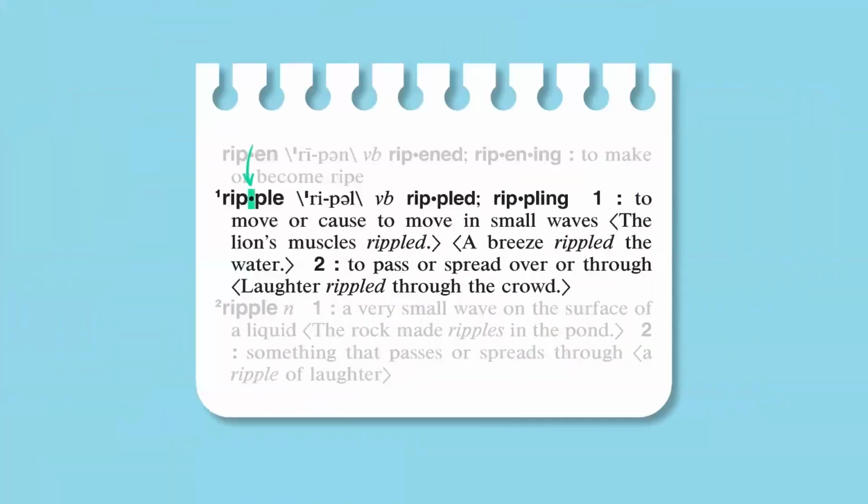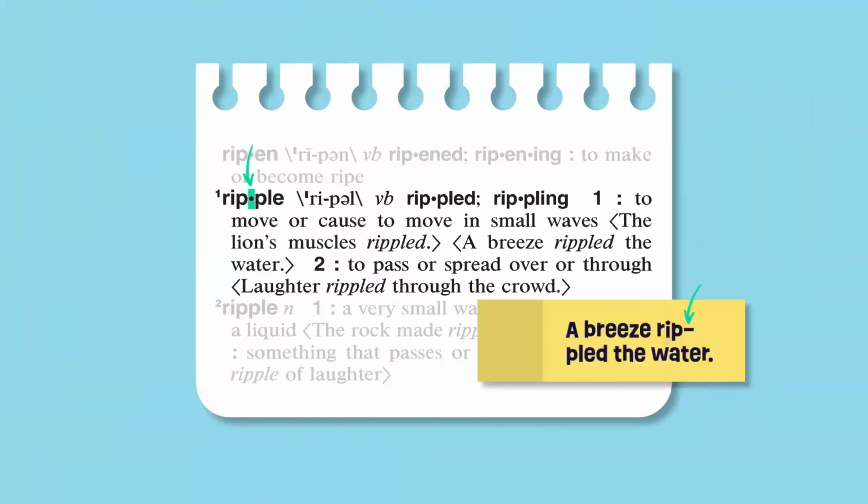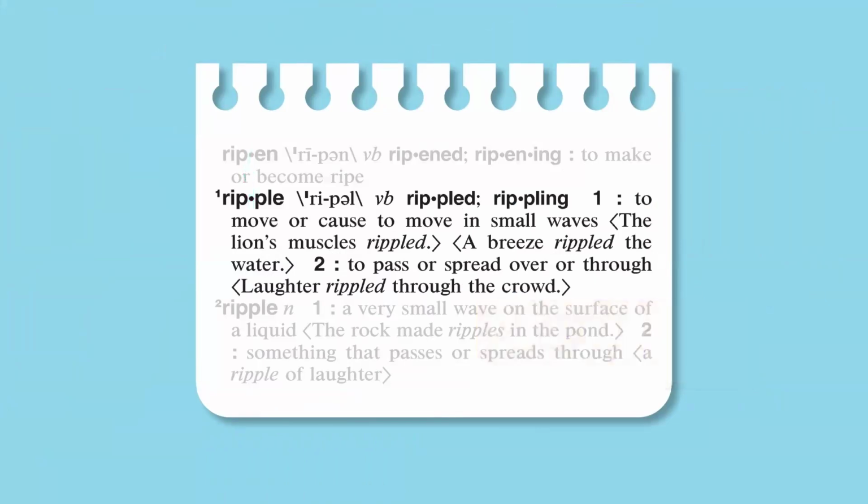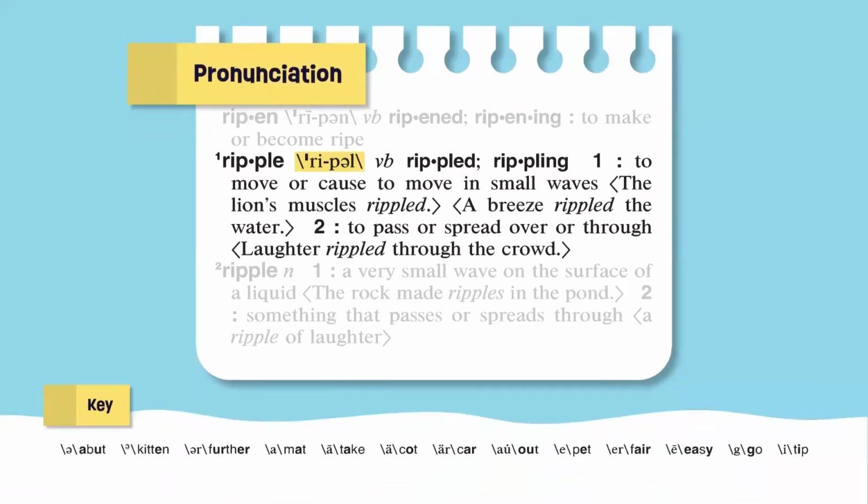This dot between the P's in ripple shows you where you can divide the word with a hyphen if it doesn't all fit in one line when you're writing it down. Dictionaries also tell us how to say a word with its pronunciation. There are some familiar letters here, as well as some special symbols that represent specific sounds. You can find out what these symbols mean by looking at the key on the bottom of each page.